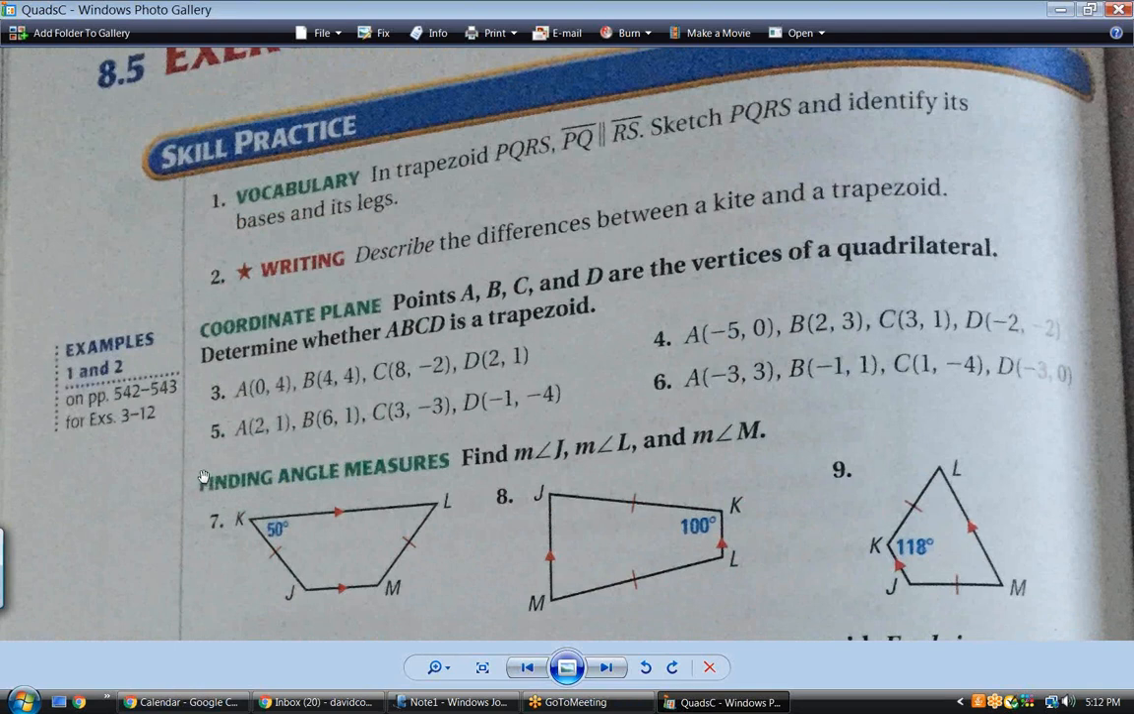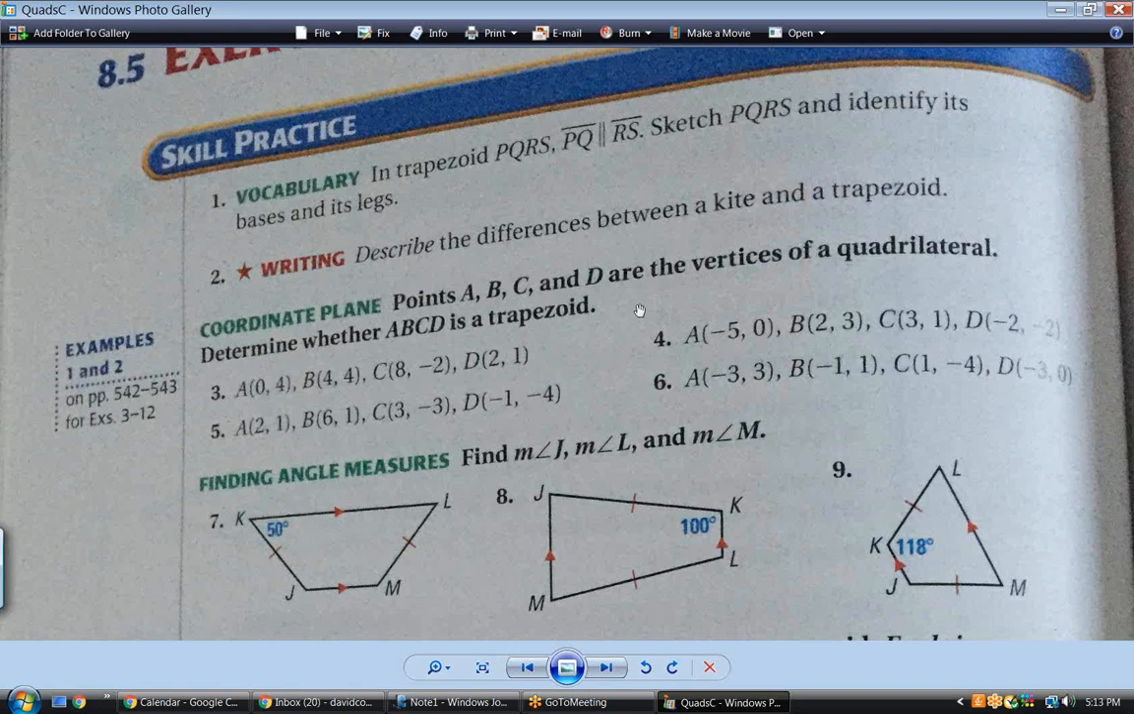Again, these are from your book. We don't need to do 1. I think you understand 1. Describe the differences between a kite and a trapezoid. I don't think we need to do that. That's a verbal problem. This one, 3 through 6.